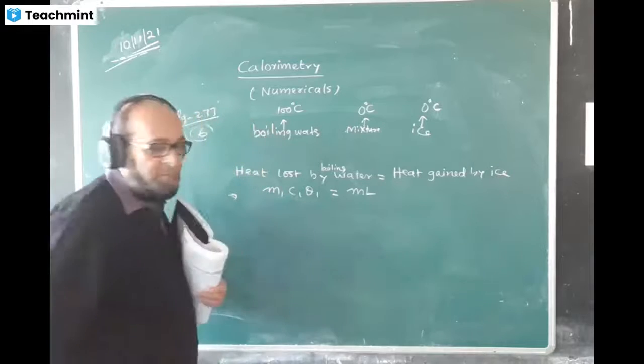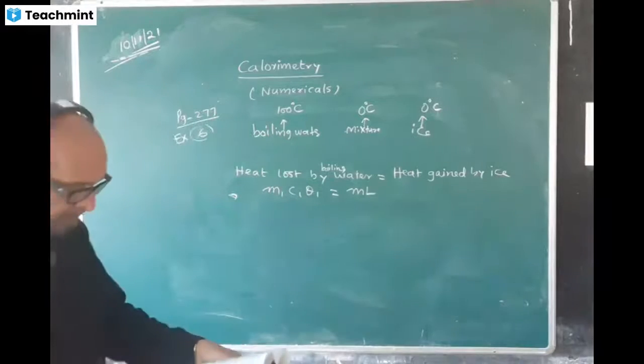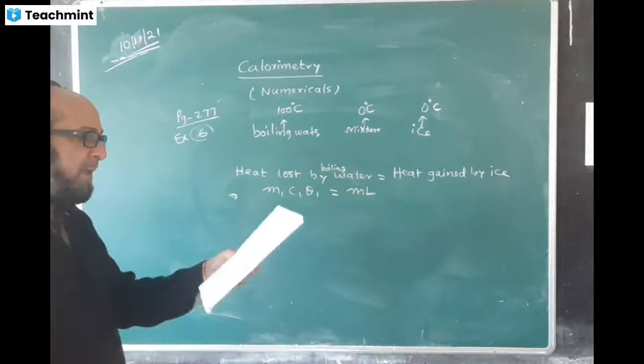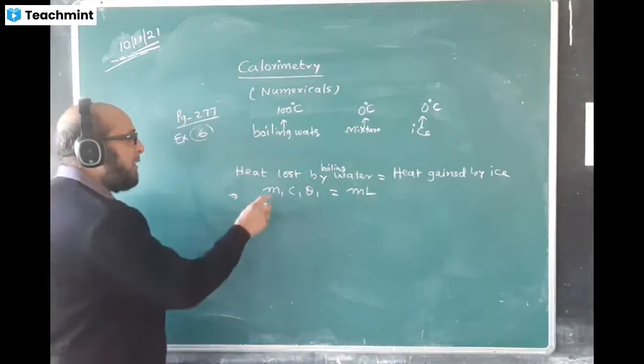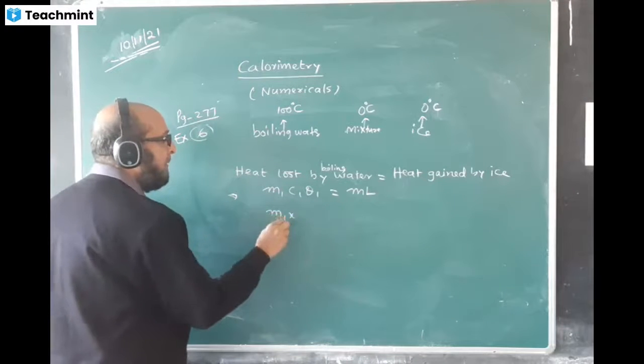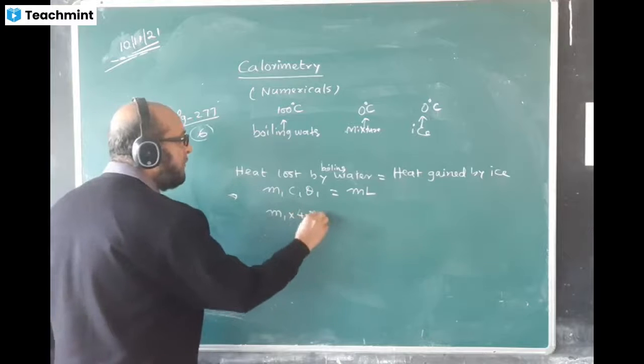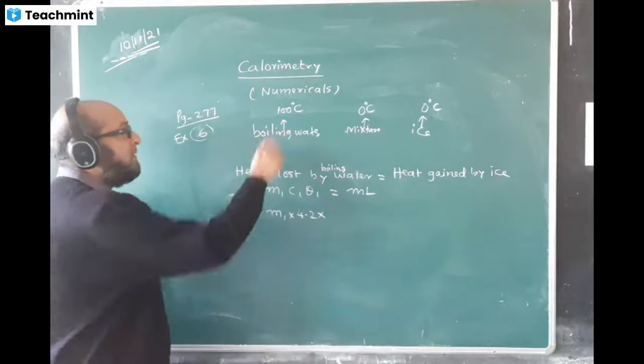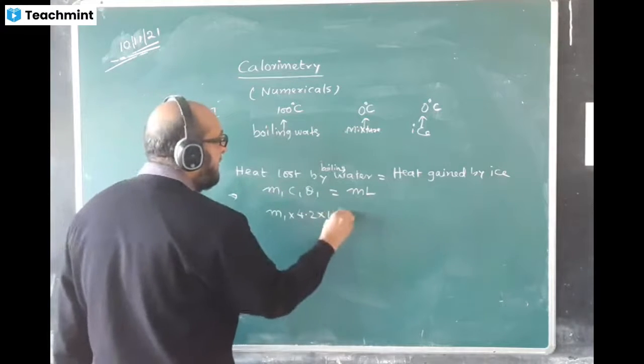Formula is same, only values will be different. They're saying how much boiling water at 100 degrees Celsius is needed. How much boiling water? That's M1 you have to find. This is water, so 4.3. Theta 1 is temperature difference. 100 minus 0 is coming 100.